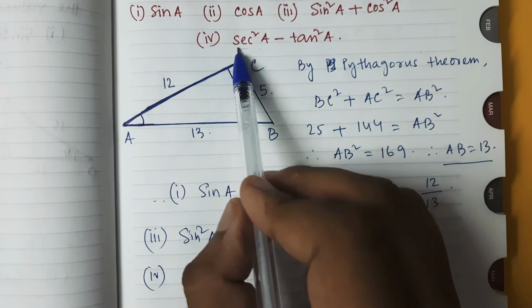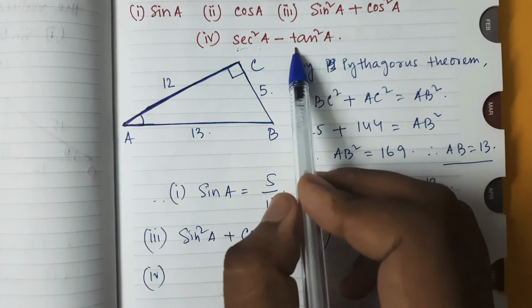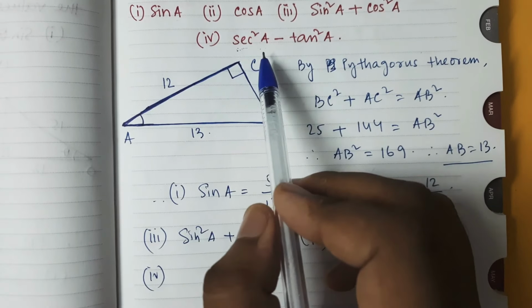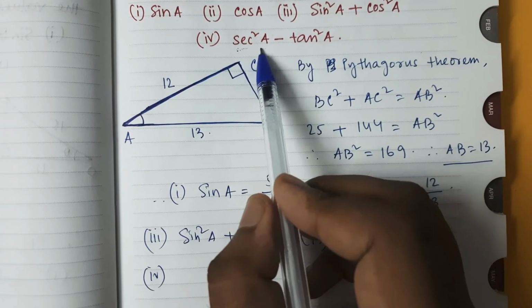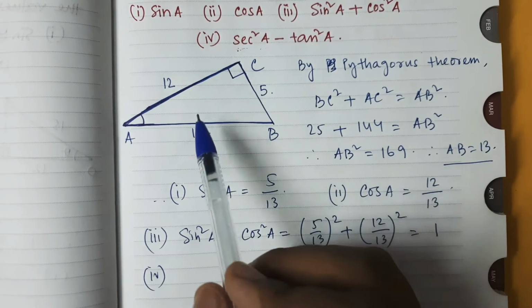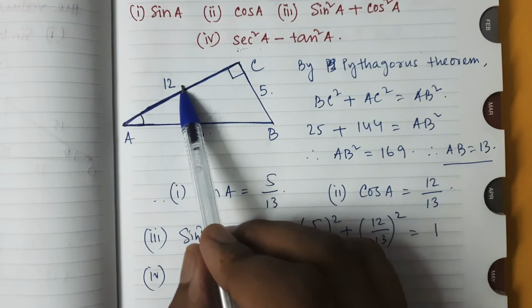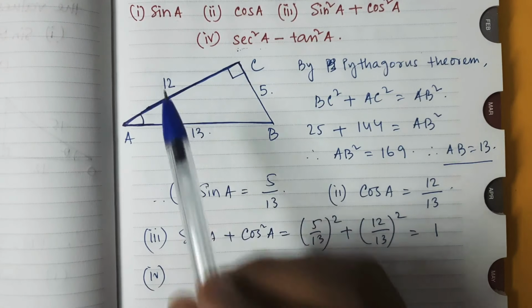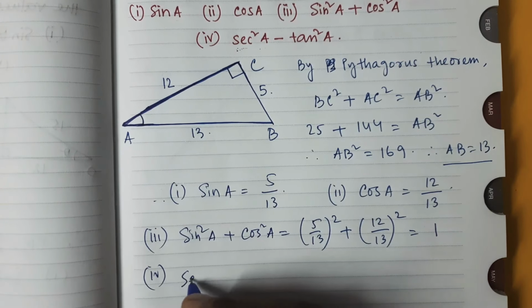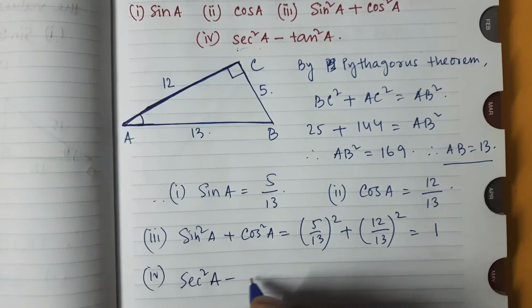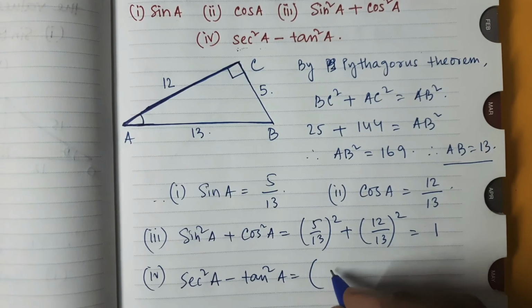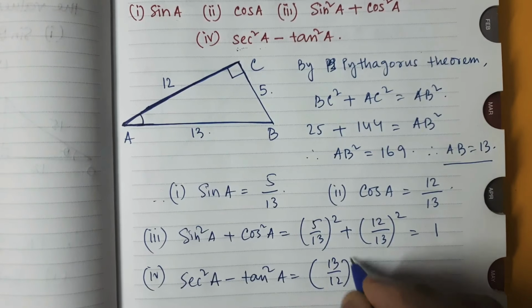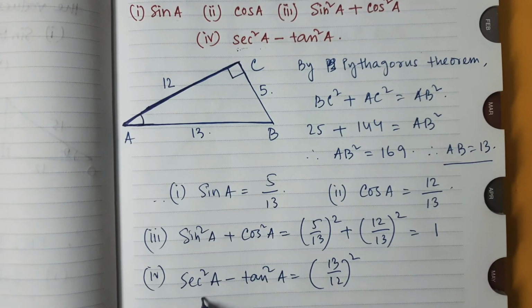That means you first calculate what is sec a, then what is tan a, then you put the values. So what is sec a? Sec a, the formula is hypotenuse by base. So here it will be 13 by 12. So sec square a minus tan square a is equal to (13 by 12) whole square. So I have put the value of sec a, which is 13 by 12.